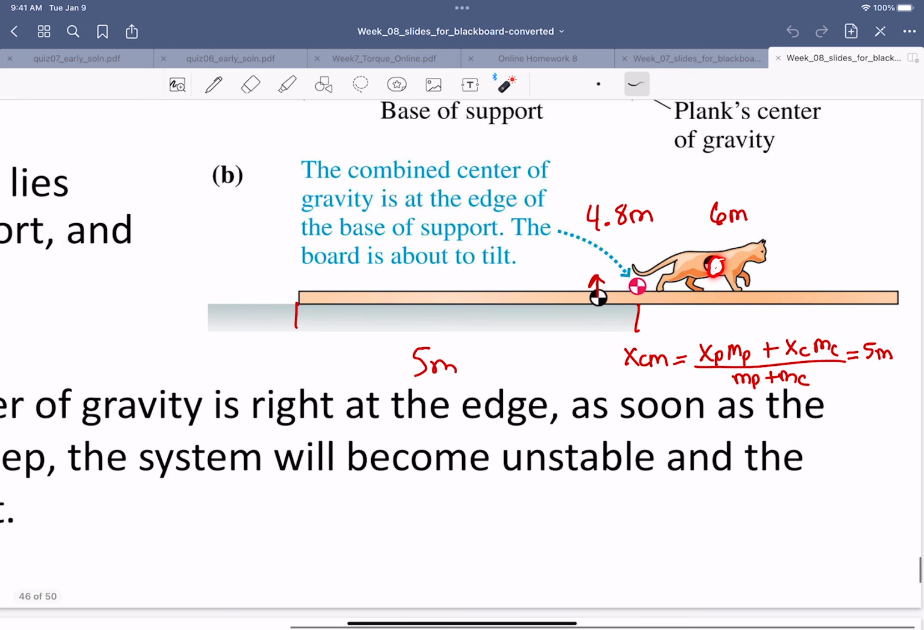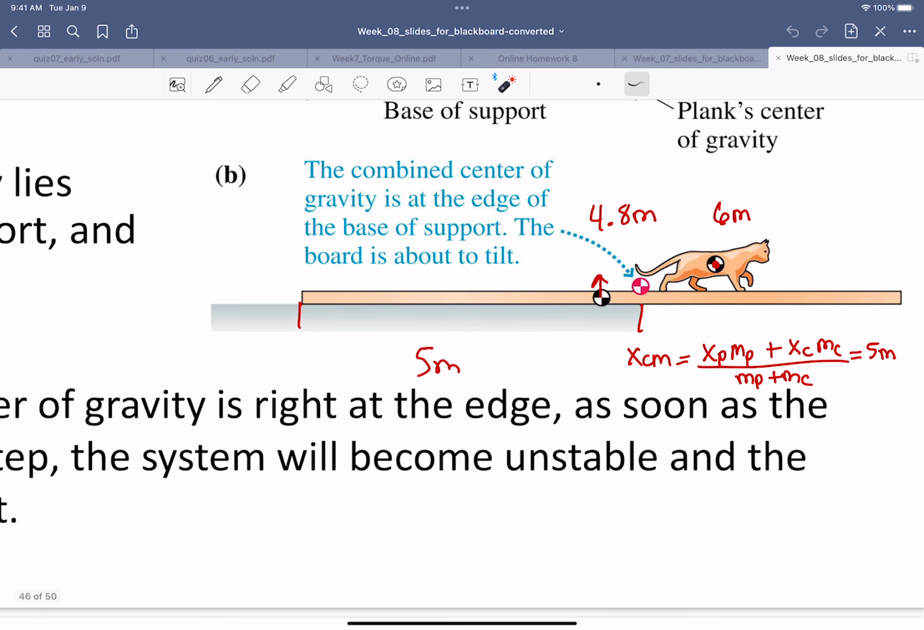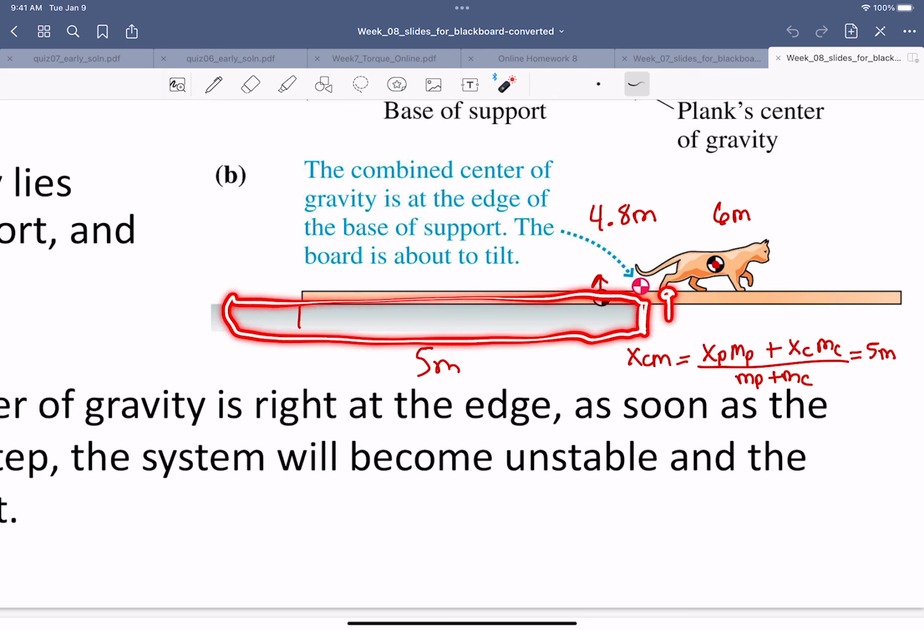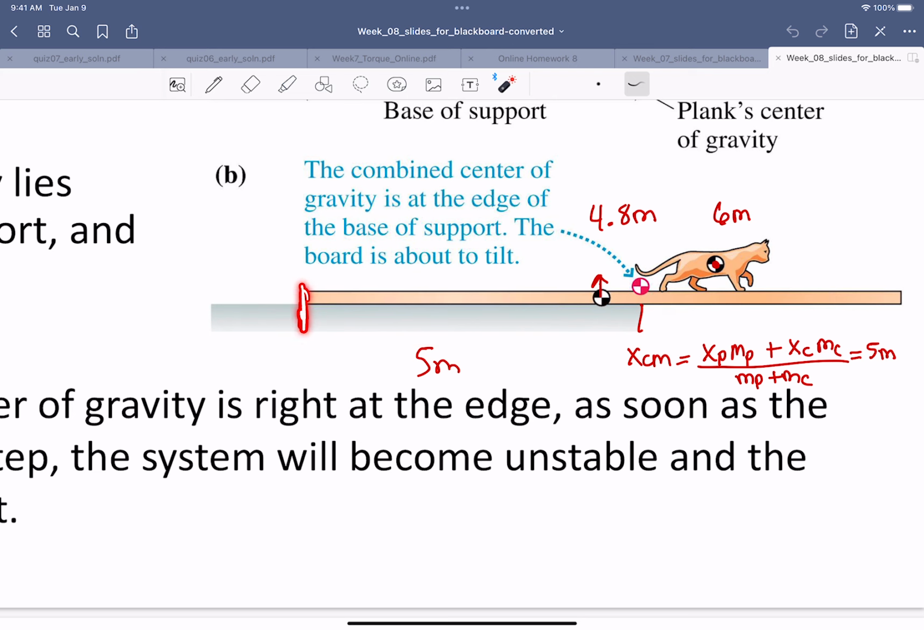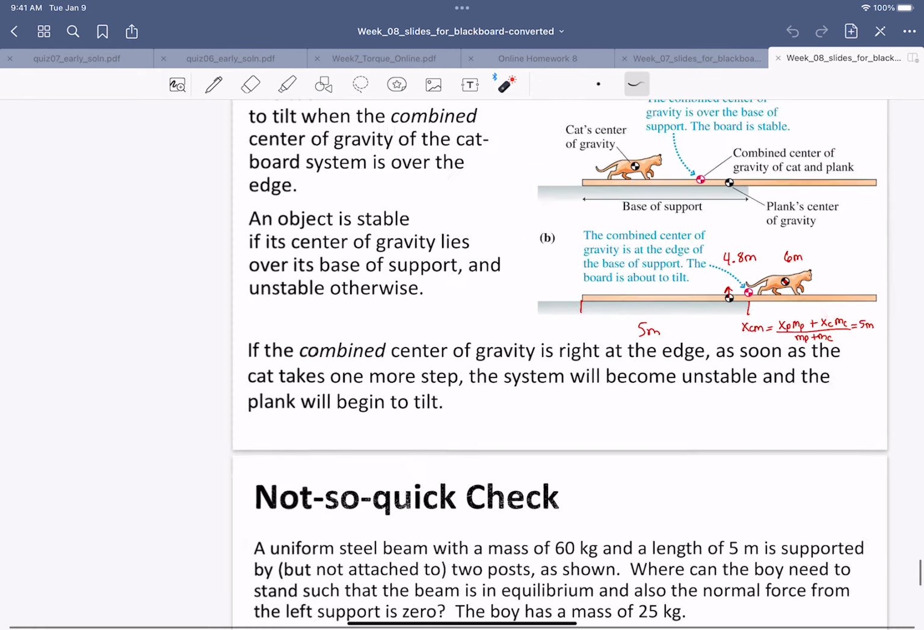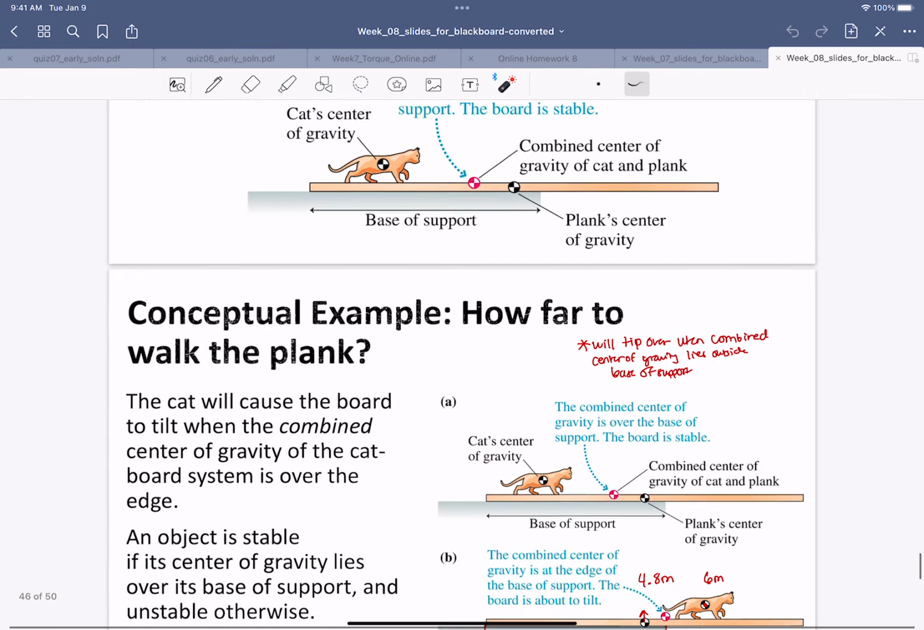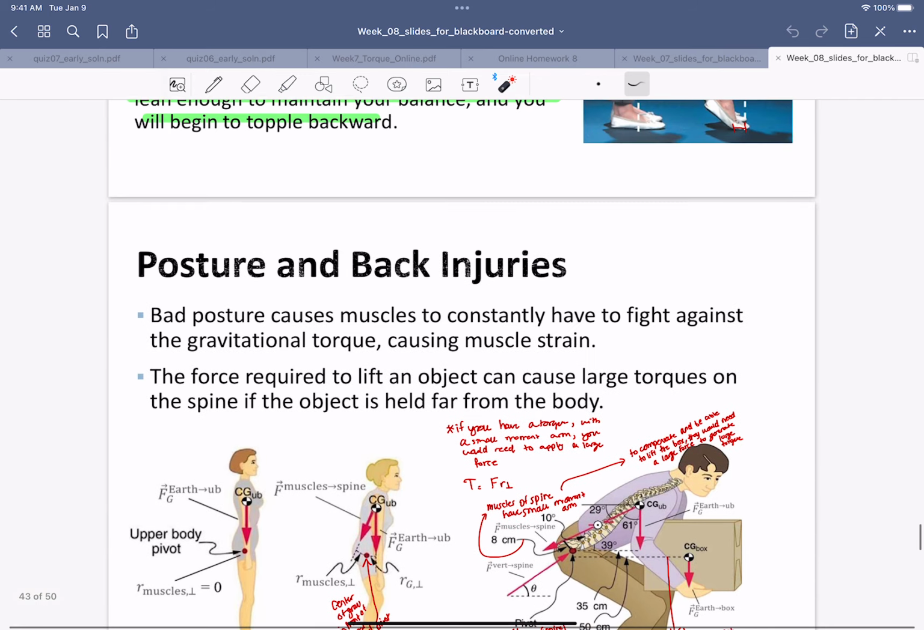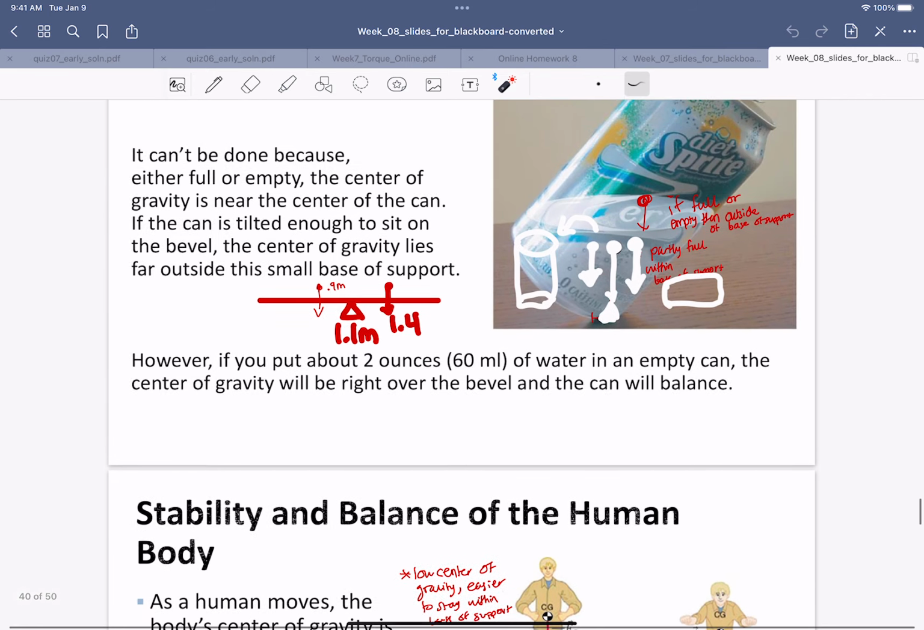If the cat were to go any farther from this position, then the center of mass shifts a little bit more to the right. It's past the base of support. It's no longer over this section right here, right? No longer from here to here. So the center of mass is here, for example, and then it's outside of the base of support. So that's when the plank will start to tip. So that's the concept of base of support there.